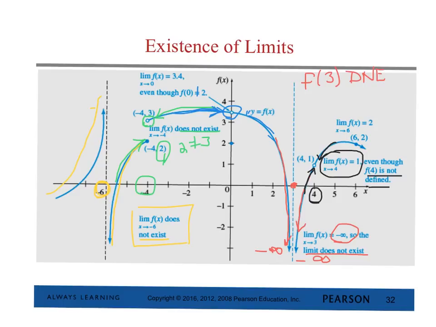And then finally, talking about x equals 6, we see that it contains the point (6, 2), so f of 6 is equal to 2. And if we approach 6 from the left, the limit is equal to 2. And if we approach 6 from the right, it is also 2. Therefore, the limit as x approaches 6 is 2.